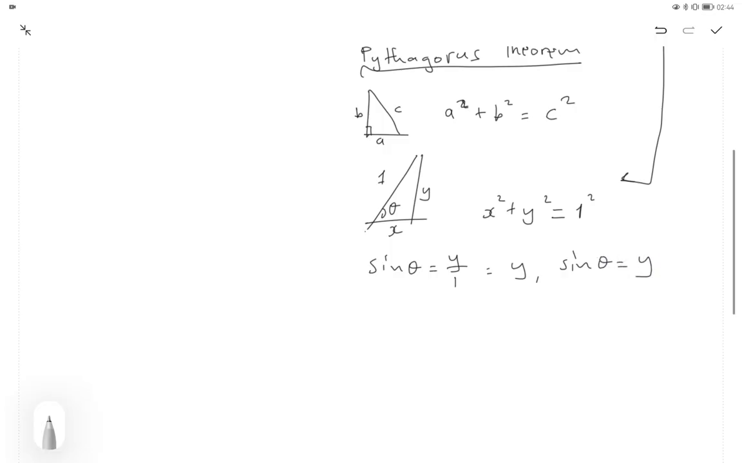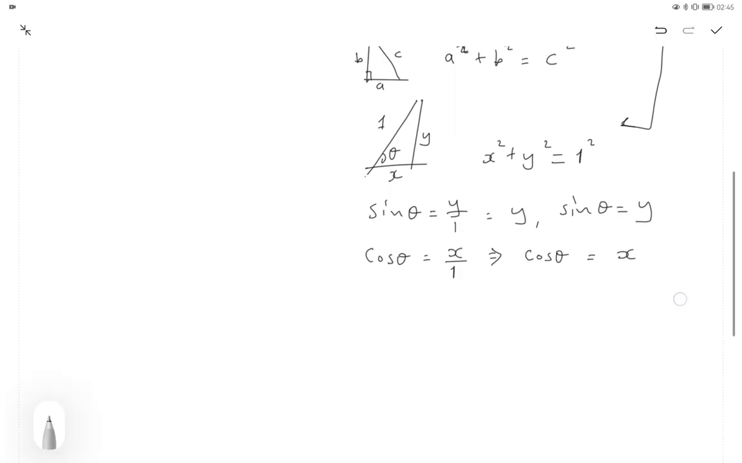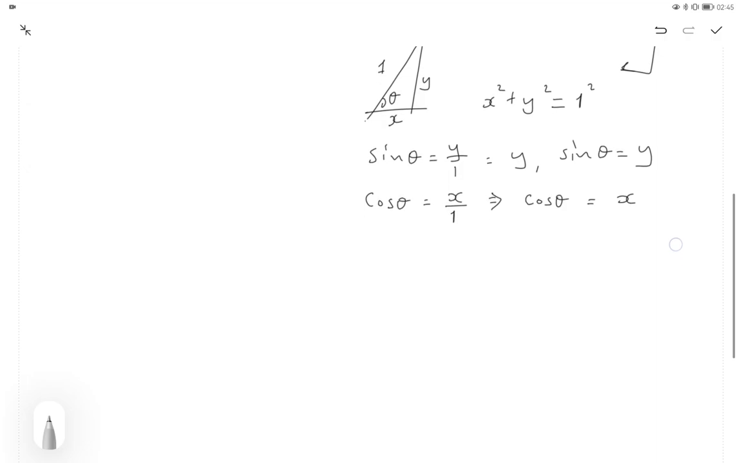The same thing about cos theta. So cos theta is equal to adjacent, which is x, divided by hypotenuse, which is 1. We can make this conclusion that cos theta is equal to x. Our new triangle is going to look like this.